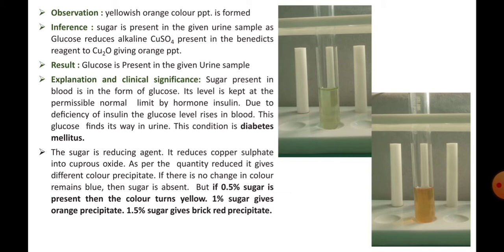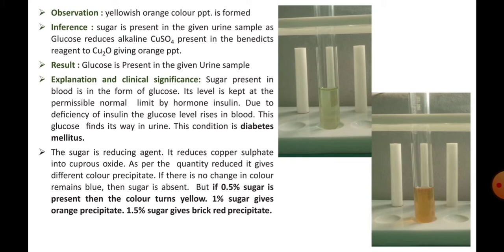So sugar is present in the blood in the form of glucose. And its level is kept normal by a hormone called insulin. Now if there is a deficiency of insulin in the body, the glucose level will rise in the blood. And this glucose will find its way in the urine. This condition is called diabetes mellitus. Now sugar, being a reducing agent, reduces copper sulfate into cuprous oxide.